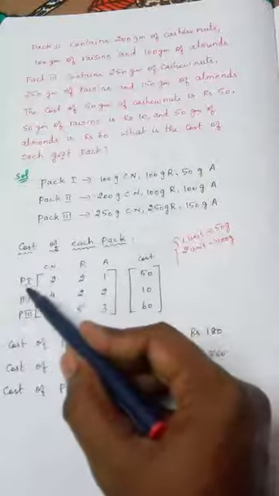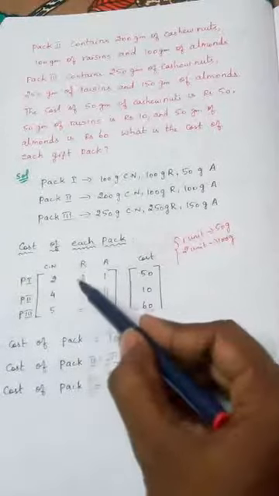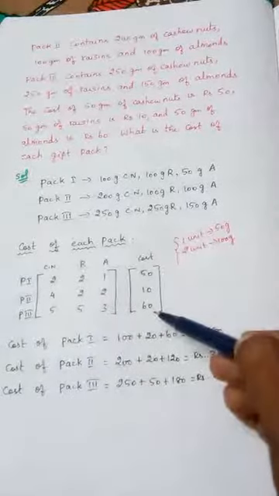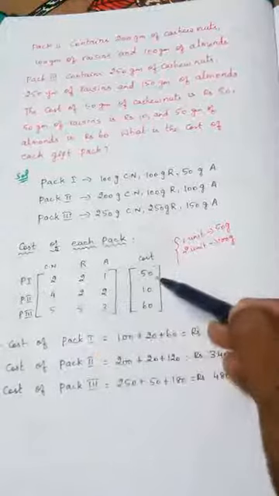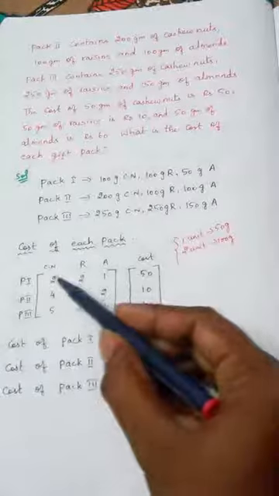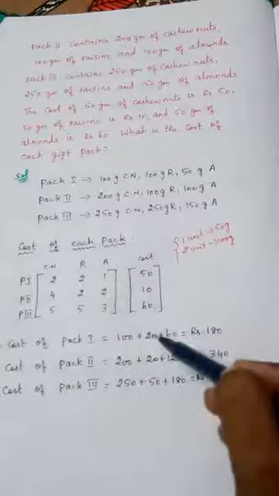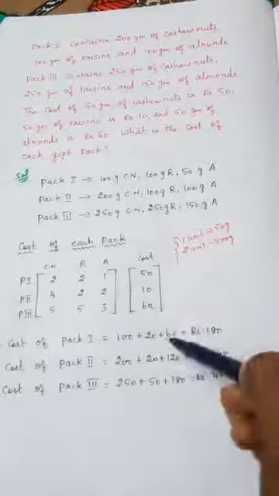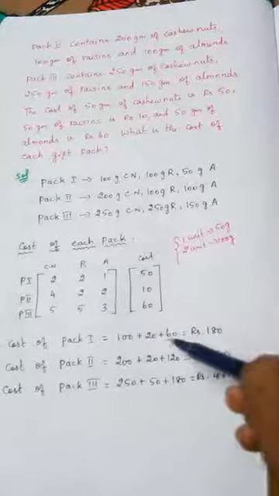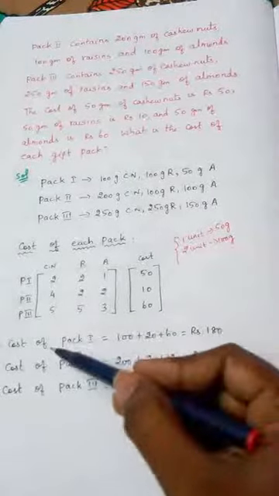Now the cost of pack 1. If I want to find the cost of pack 1, I should multiply the first row with the first column. 2 into 50, 100. 2 into 10, plus 20. 1 into 60, plus 60. So adding these, rupees 180 is the cost for pack 1.